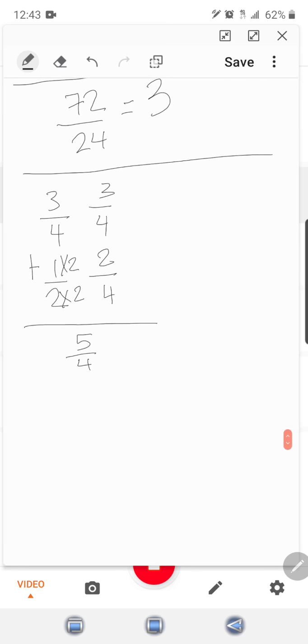And we know we can't leave it. So how many times does 4 go into 5? Well, we know it only goes once. So 4 times 1 is 4. 5 minus 4 is 1. And there's our answer. Remember, guys, if you have any problems, please let me know.